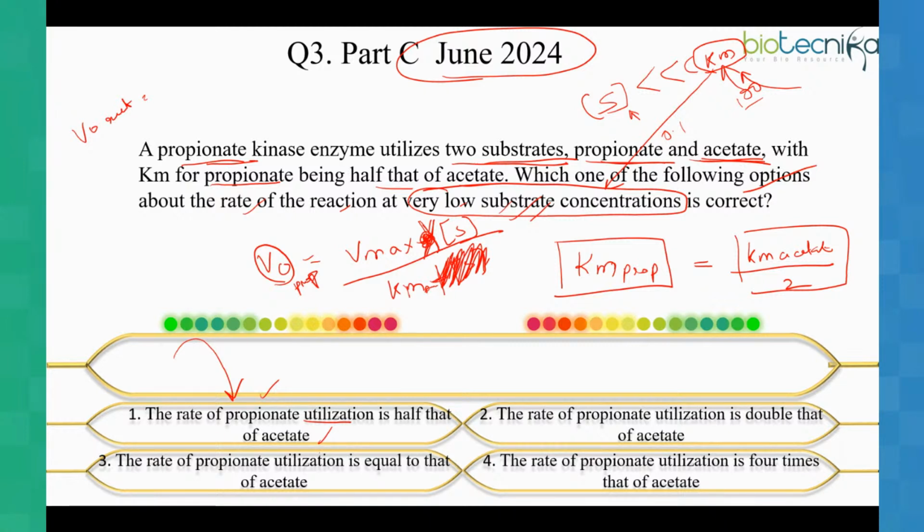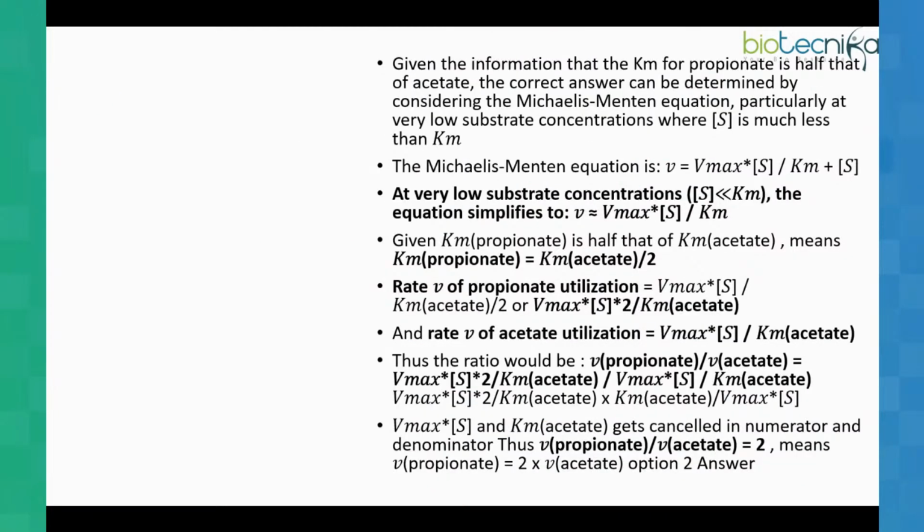The rate with propionate is significantly faster than the rate with acetate because a lower Km indicates a higher affinity, do you say? So we have to actually calculate that. Let's have a look. At a very low substrate concentration, in the denominator we had Km plus S, we can ignore the S and it will be just the Km term.